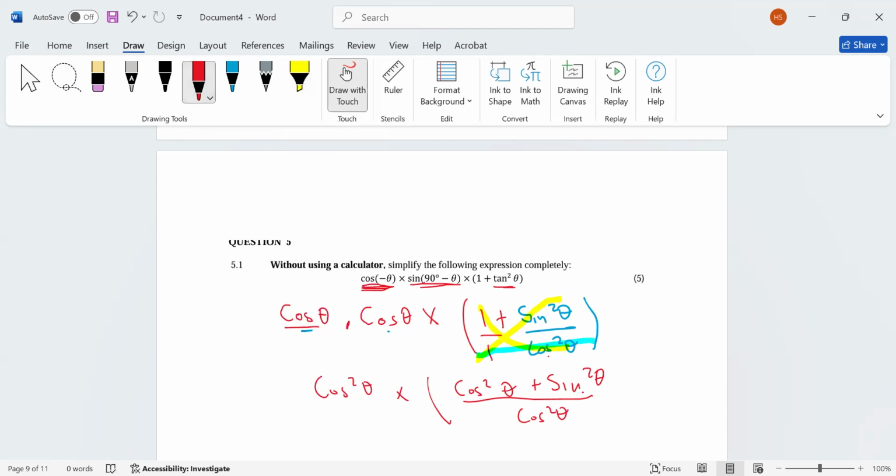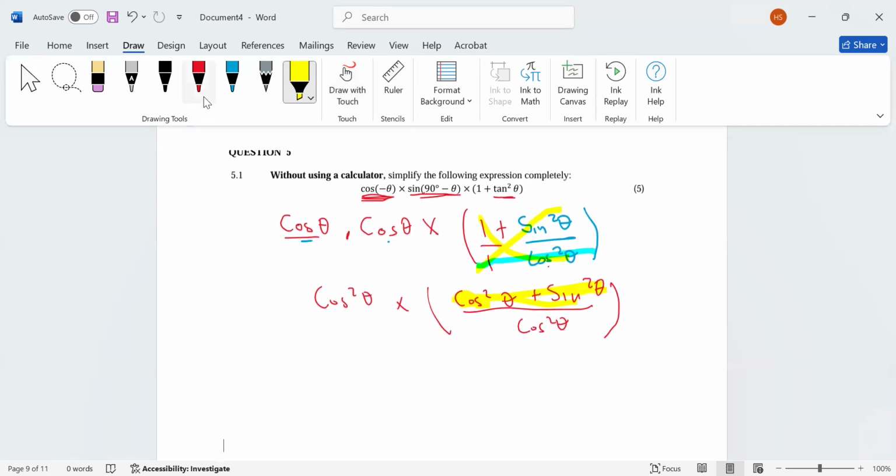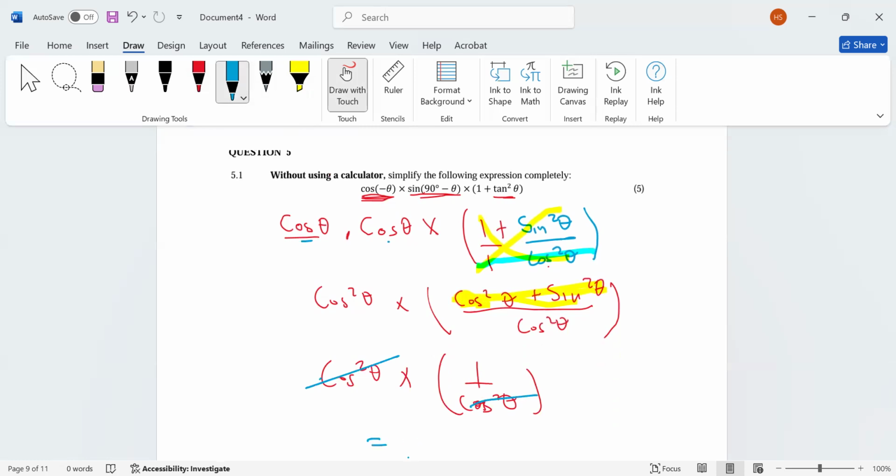Therefore, we have an identity there on the numerator. And then it's one. We will have one all over cos squared theta multiplied by one all over cos squared theta. Therefore, they cancel. And then we have one over one, which is one.